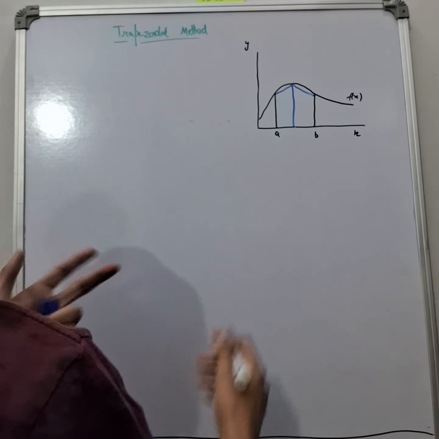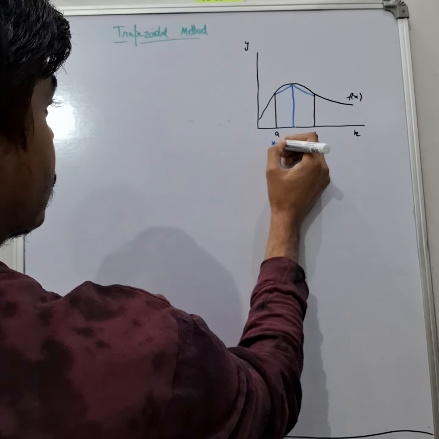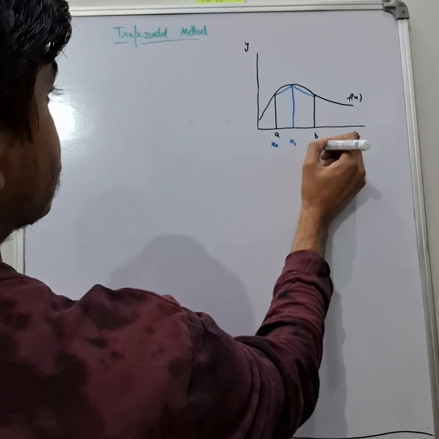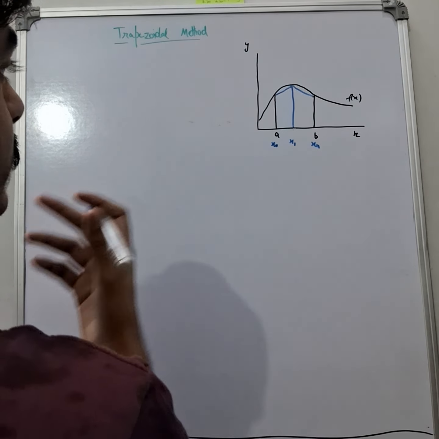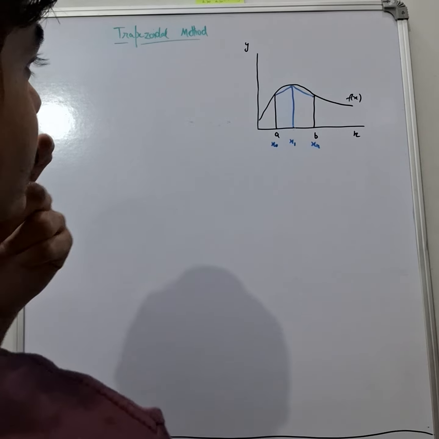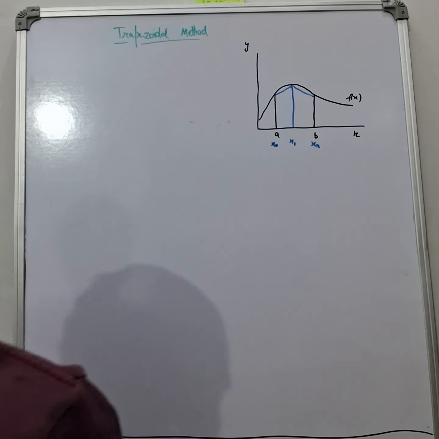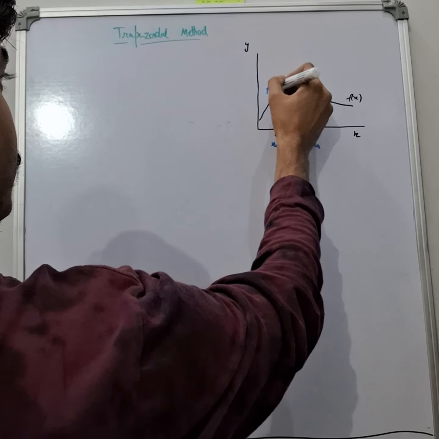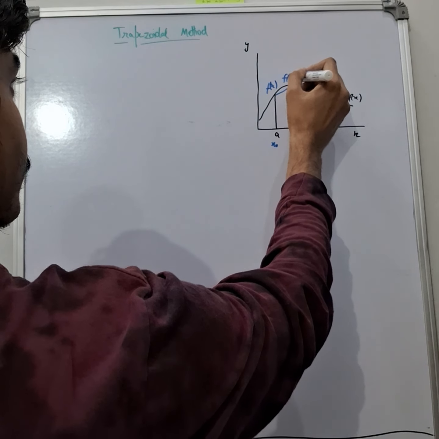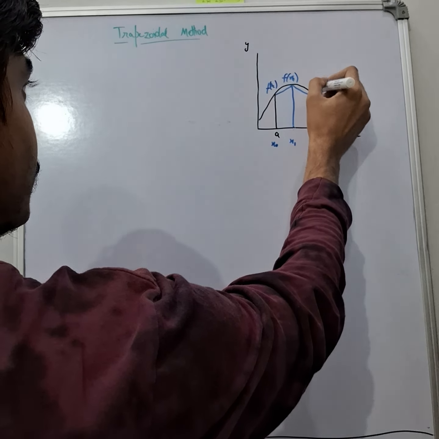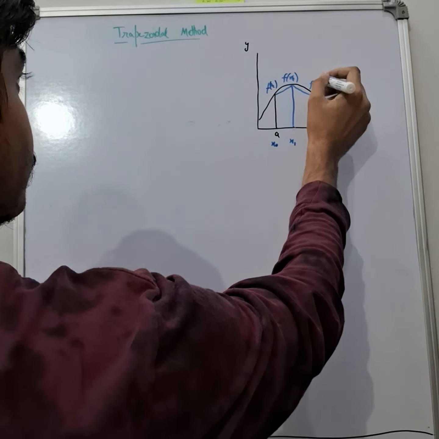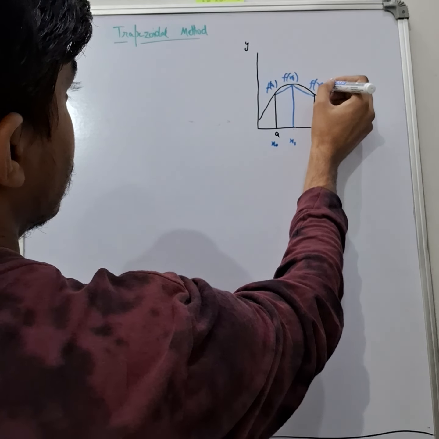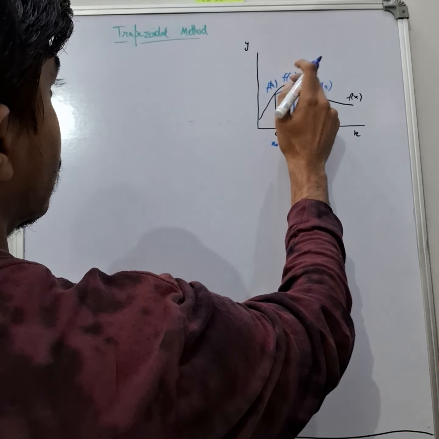For generalization purposes, we will call this point x0, this is x1, and let's call the last point xn, not x2, because soon you will realize that when we generalize it is easier for us to do it this way. Also this point becomes f(a), f(x1) and f(xn).